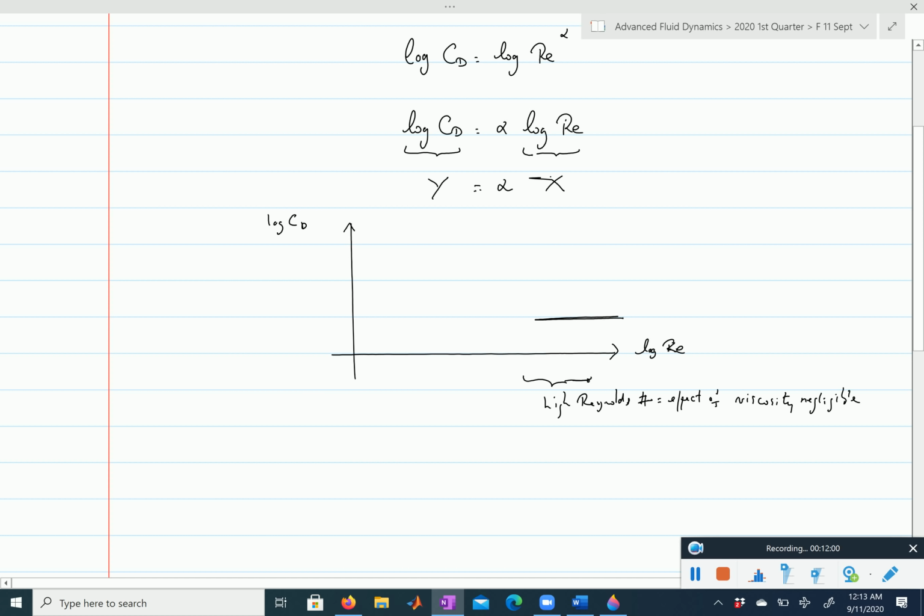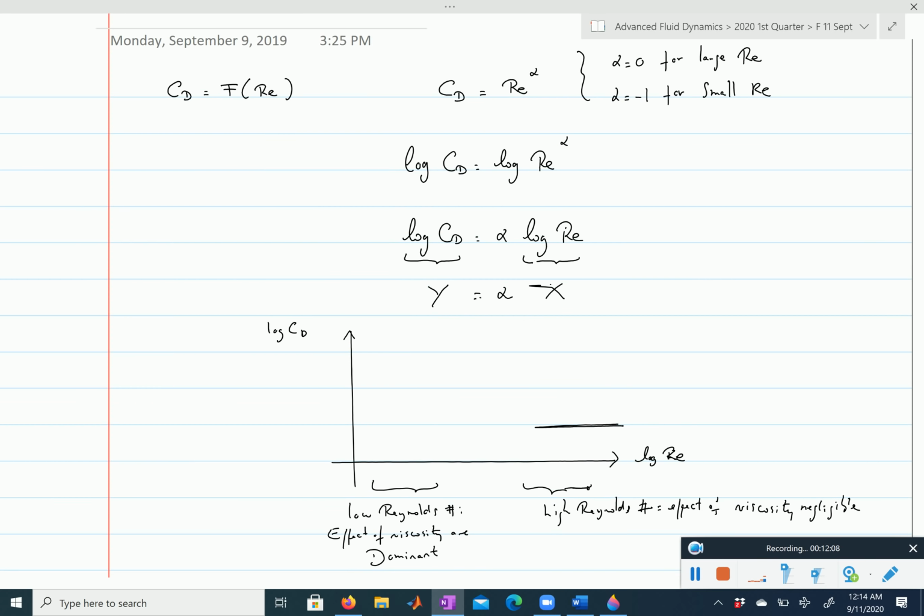However, at low Reynolds number, when the effect of viscosity are dominant, then we expect the log of the drag coefficient to scale so that the slope here is going to be -1, because the exponent is -1 in our power law. So we'll have a straight line, but with a slope of -1. So we expect that if we measured the drag and we change the velocity, for instance, and then plotted the log of the drag coefficient as a function of the log of the Reynolds number, we expect from scaling analysis that we would get something like that.